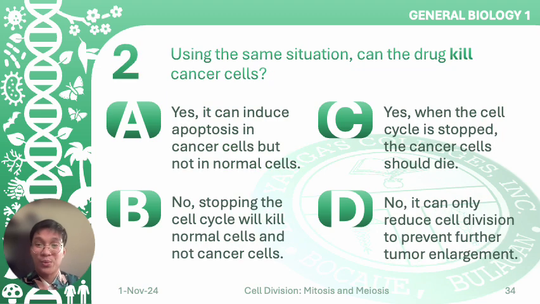Now, let's have item number 2. Using the same situation, can the drug kill the cancer cells? A, yes, it can induce apoptosis in cancer cells, but not in normal cells. B, no, stopping the cell cycle will kill the normal cells and not cancer cells. Or C, yes, when the cell cycle is stopped, the cancer cells should die. Okay? Or D, no, it can only reduce the cell division to prevent further tumor enlargement. Ayan.